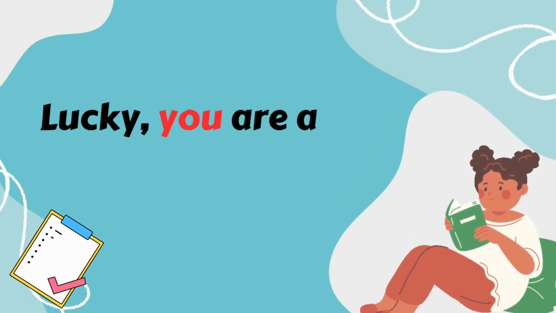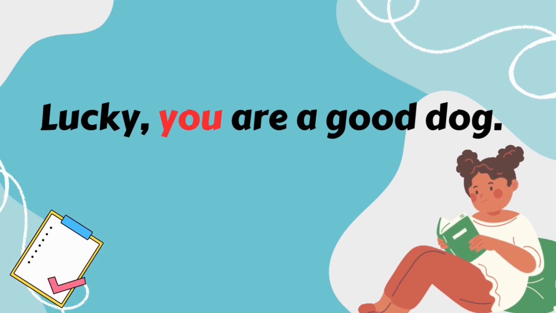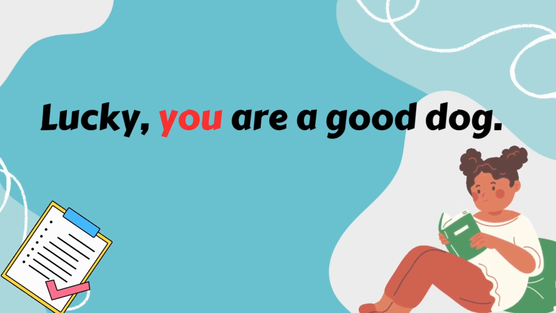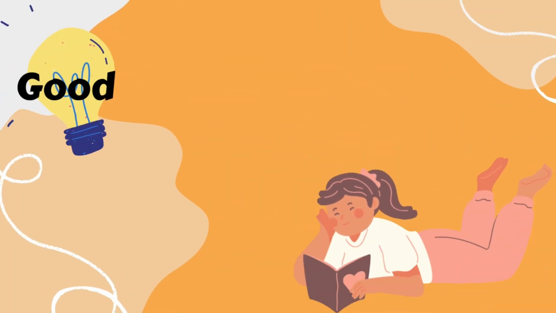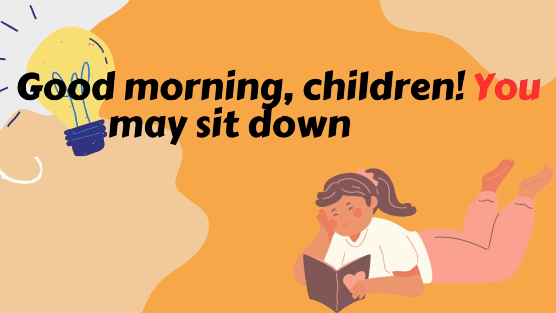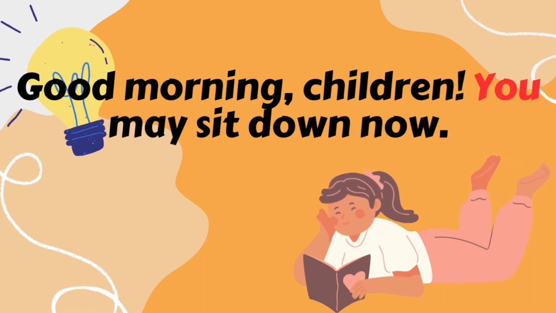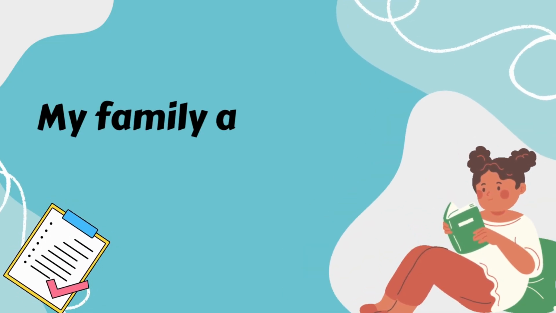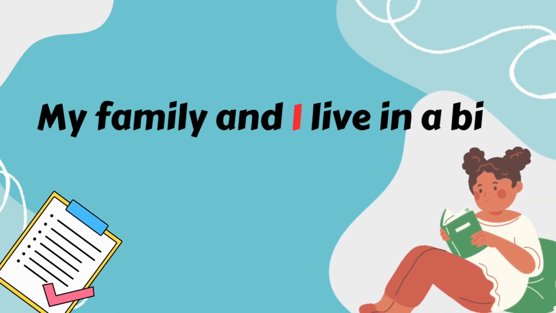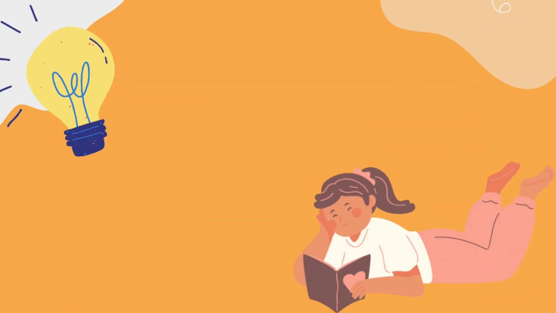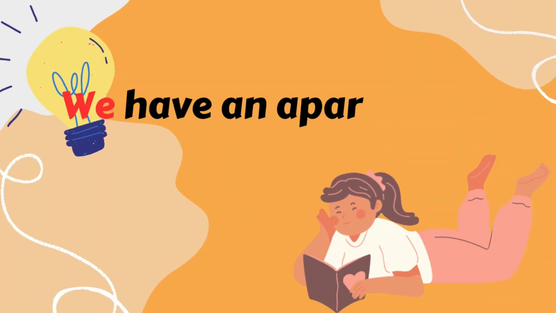I have a dog. It is called Lucky. Lucky, you are a good dog. Good morning, children. You may sit down now. My family and I live in a big city. We have an apartment.